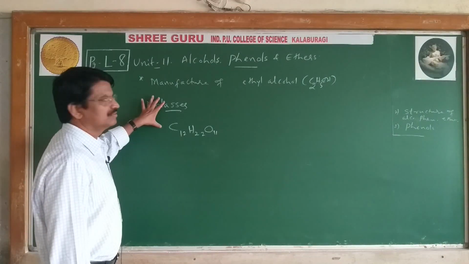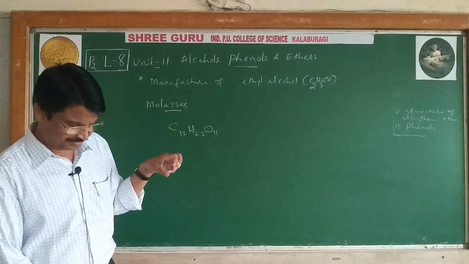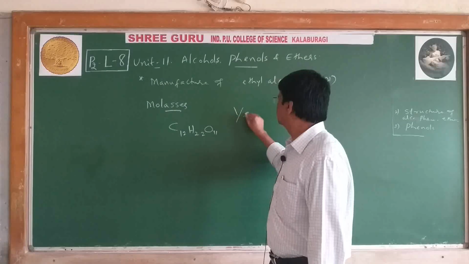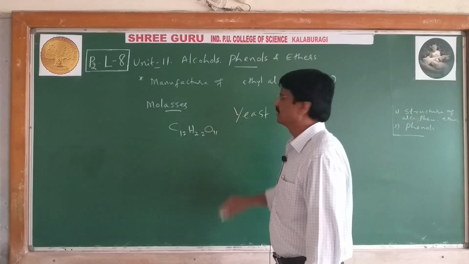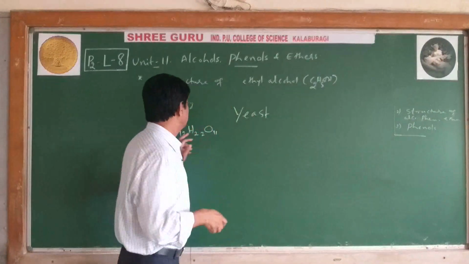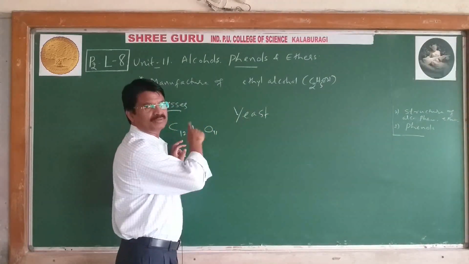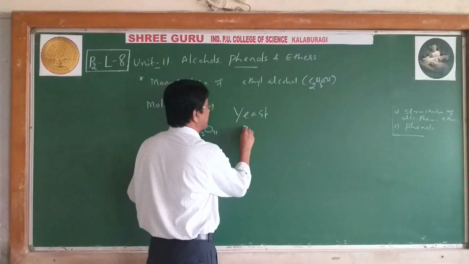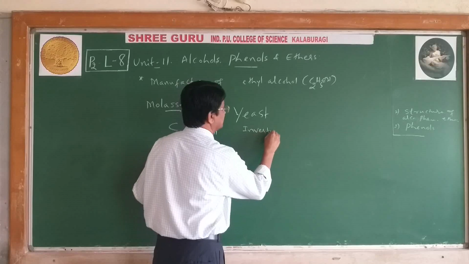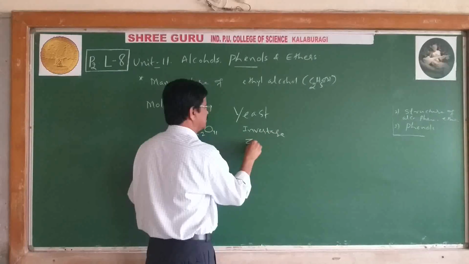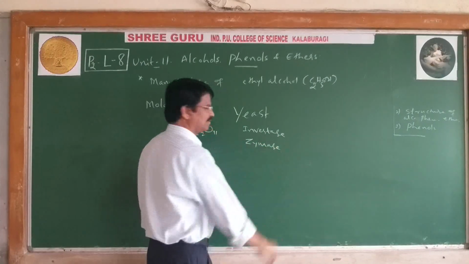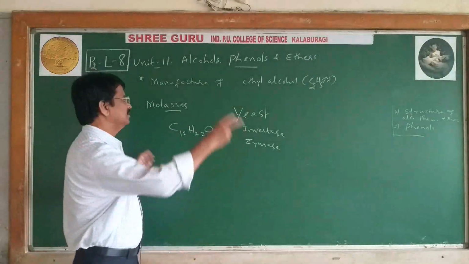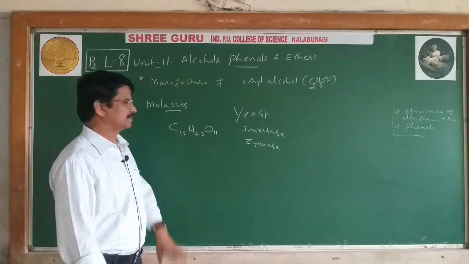Molasses is first diluted with water, then mixed with some amount of yeast. Yeast is added to the diluted molasses. Yeast contains 2 enzymes, invertase and zymase. Invertase and zymase are the enzymes present in yeast, so as a yeast we can add it in the tank.